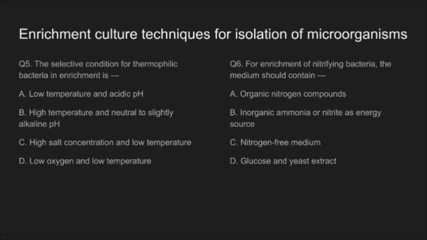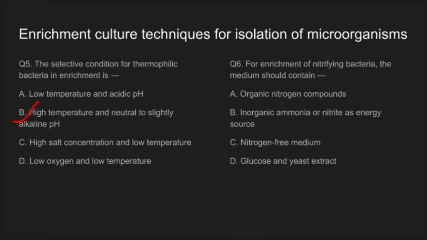Next is question 5. The selective condition for thermophilic bacteria in enrichment is A. Low temperature and acidic pH. B. High temperature and neutral to slightly alkaline pH. C. High salt concentration and low temperature. D is low oxygen and low temperature. So the correct answer for this question is option B. High temperature and neutral to slightly alkaline pH. So thermophiles grow best at 50 to 70 degrees, neutral or slightly alkaline conditions.